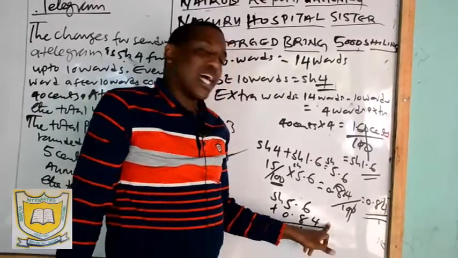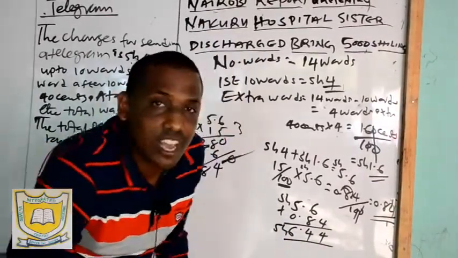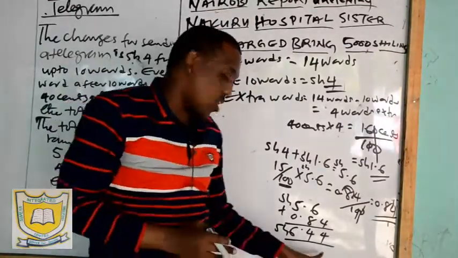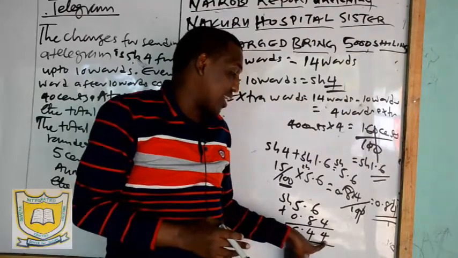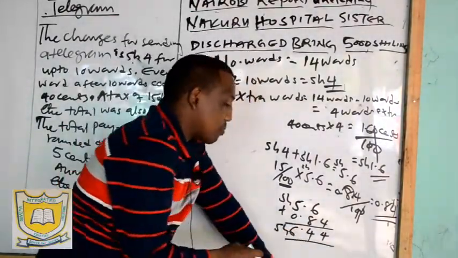But that is not the answer. The question was saying round off to the nearest 5 cents. It was asking to the nearest 5 cents. This is the answer now after tax. But you are told round off to the nearest 5 cents. Whenever you are told to the nearest 5 cents, this is where the problem is.